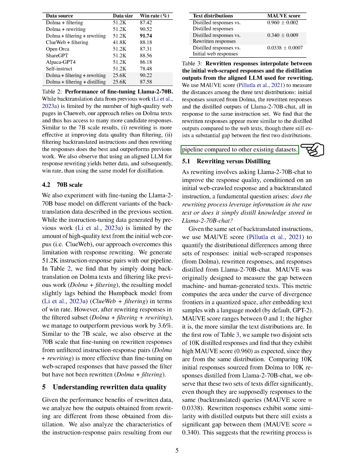Using the MAV score, we measure the differences among 3 response sets: initial web-scraped responses, rewritten responses, and distilled responses. The MAV score, which ranges from 0 to 1, indicates similarity in text distributions. We find that distilled responses from the same distribution show a high MAV score, while initial responses from DOLMA and distilled responses differ significantly. Rewritten responses show some similarity to distilled outputs, but there remains a notable gap, suggesting that rewriting is distinct from distillation.